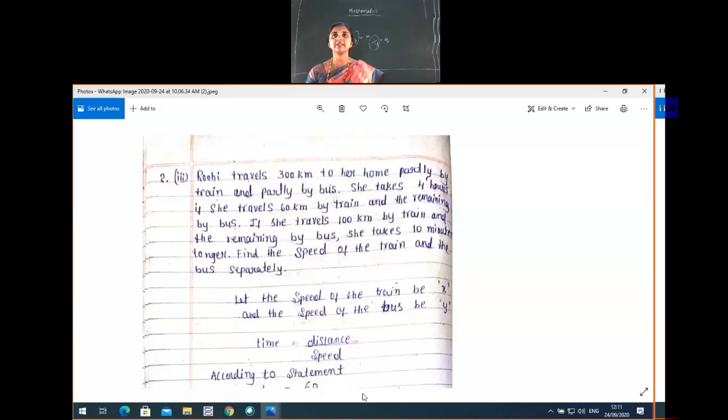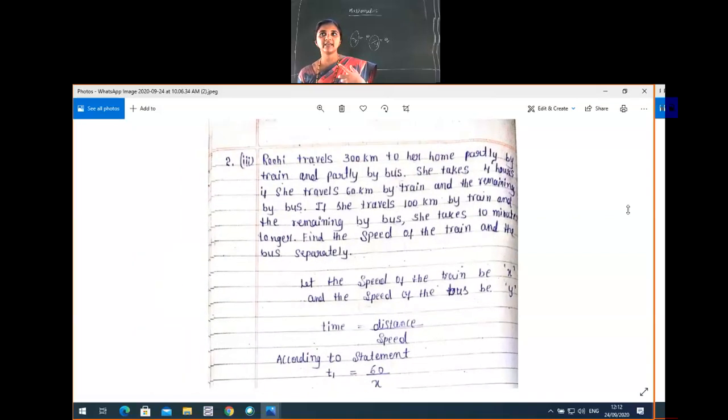If she travels 60 kilometer by train and the remaining by bus, let me clarify here. If she takes 4 hours, that is when she goes 60 kilometer by train. The remaining, calculate how much.